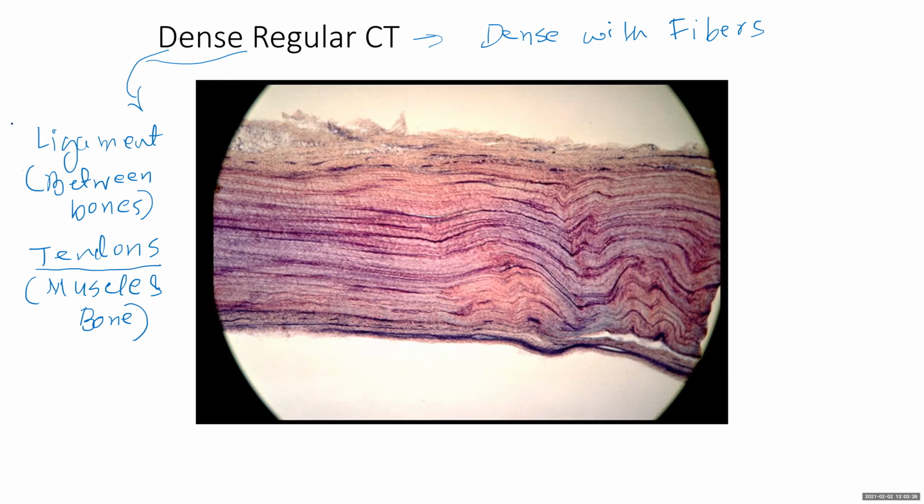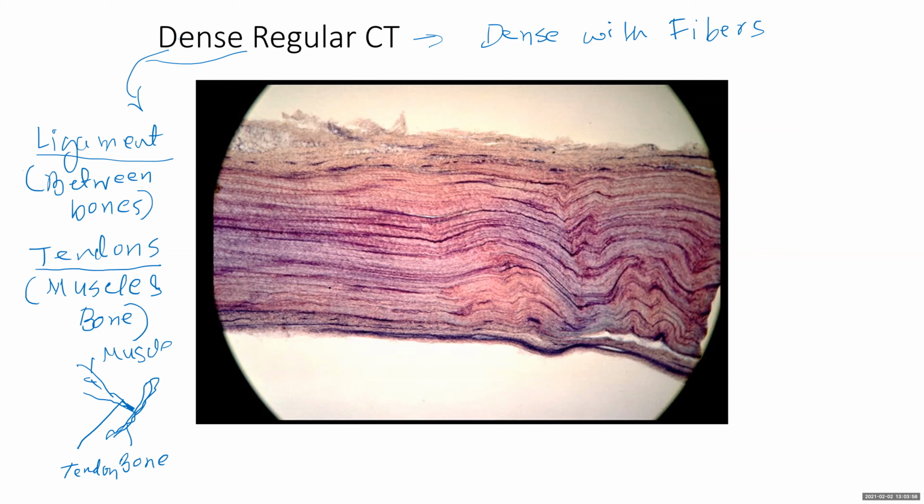So imagine if a muscle is attached to a bone via a tendon, let's say this is a bone. And this is a muscle. And here is the tendon which attaches a muscle to the bone. Each time the muscle contracts, it's pulling on the bone. There's a lot of tension coming from, you know, either side, mostly from the muscular side.